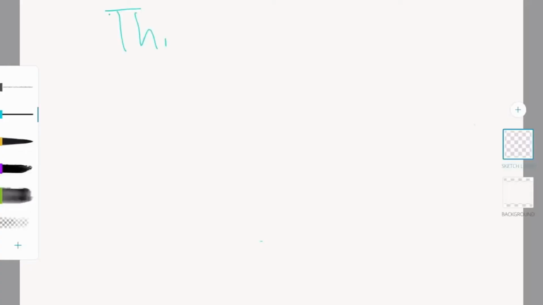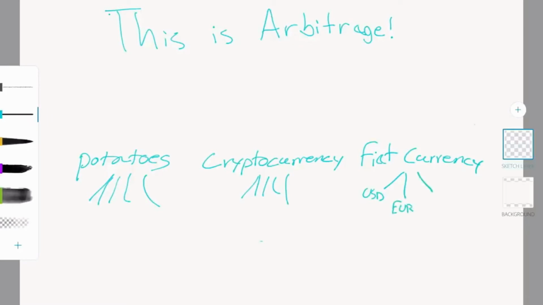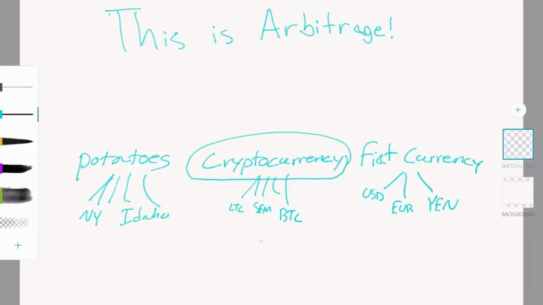This is arbitrage. It is making a profit off of the differences in price of the same asset in different markets, such as the $2 discrepancy between potatoes in New York and the same potatoes in Idaho. Arbitrage can and does exist in every marketplace that is not monopolized. And even though arbitrage only exists because of the differences in price, it actually stabilizes the price when users act on it. Let's use cryptocurrency as an example.